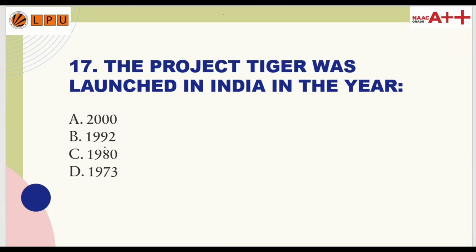Question 17. Project Tiger was launched in India in the year option A 2000, option B 1992, option C 1980, option D 1973. So the correct answer is option D 1973.